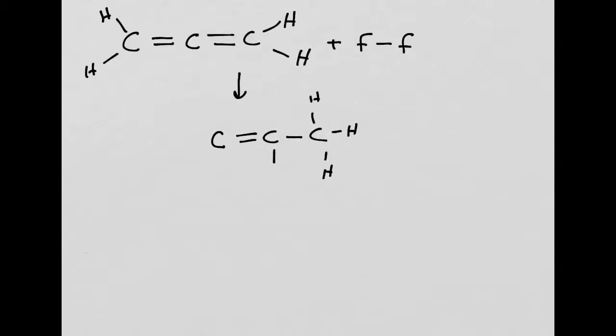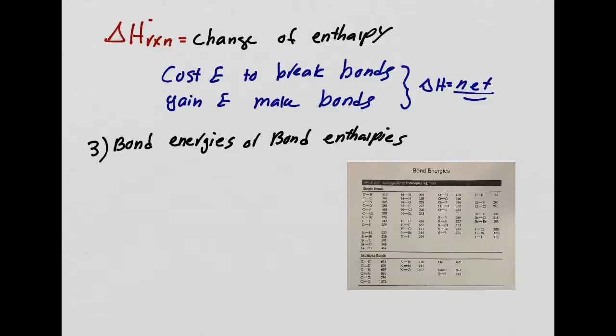There is an F, and then H and H. Okay? Now, to figure out delta H of the reaction using bond energies or bond enthalpies, here's what you have to do. You have to do broken minus made. Broken minus made to estimate the delta H of the reaction.